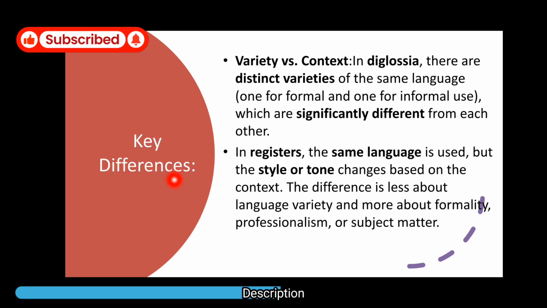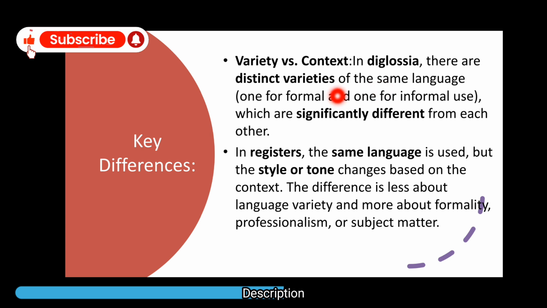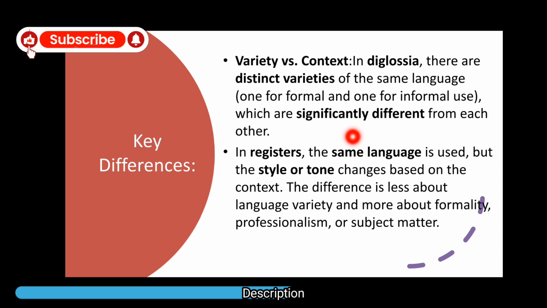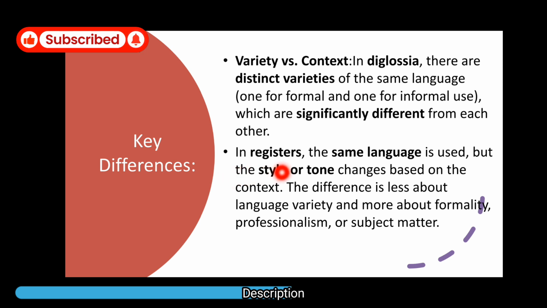Now, key differences. Variety versus context. In diglossia, there are distinct varieties of the same language, one for formal and one for informal use. We learned this, which are significantly different from each other, sometimes not understandable. In register, the same language is used, but the style or tone changes based on the context.